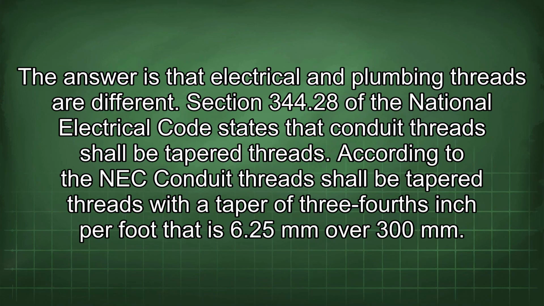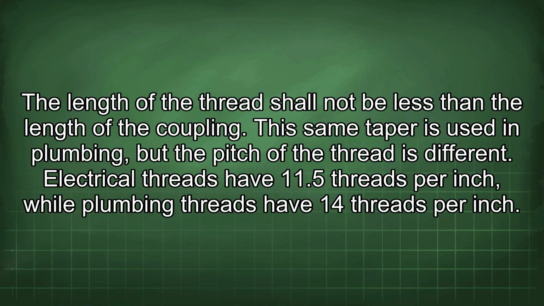The answer is that electrical and plumbing threads are different. Section 344.28 of the National Electrical Code states that conduit threads shall be tapered threads. According to the NEC, conduit threads shall be tapered threads with a taper of 3/4 inch per foot, that is 6.25 mm over 300 mm. The length of the thread shall not be less than the length of the coupling.